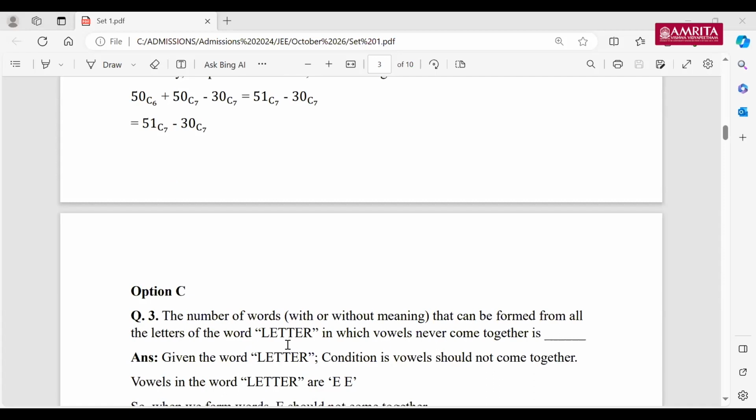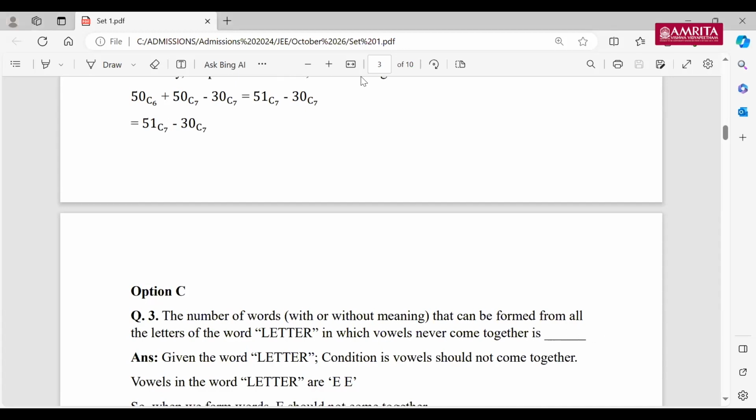The number of words with or without meaning that can be formed from all the letters of the word LETTER, in which vowels never come together, is. The number of words with or without meaning that can be formed from all the letters of the word LETTER in which vowels never come together is.